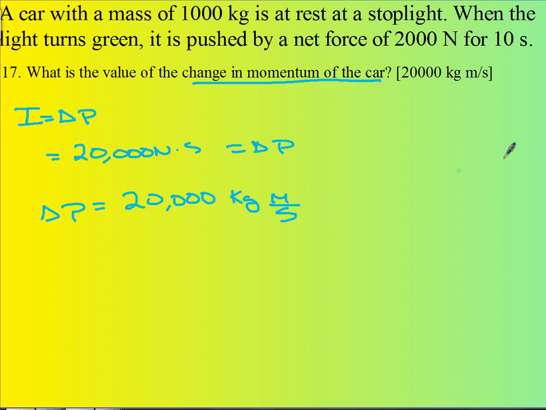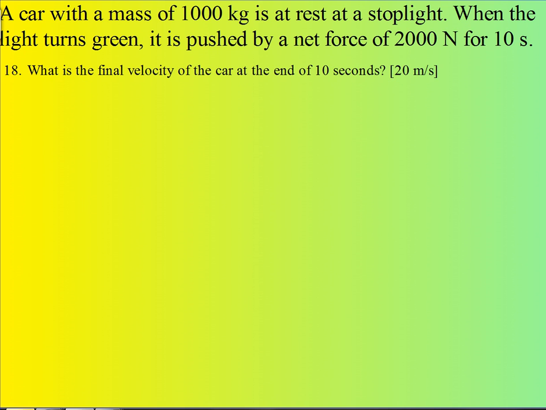On these, I'll be looking to make sure you change your units over. Because if you tell me Newton seconds, that's impulse. If you tell me kilograms meters per second, that's momentum. Now, what's the final velocity of the car at the end of 10 seconds?